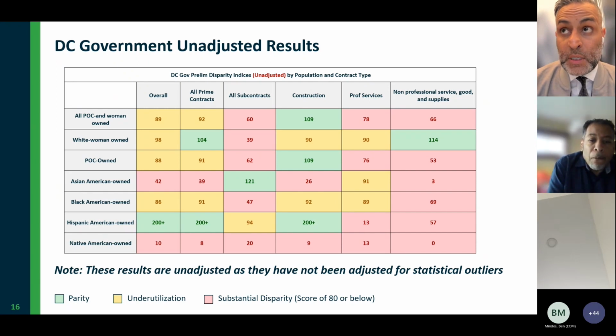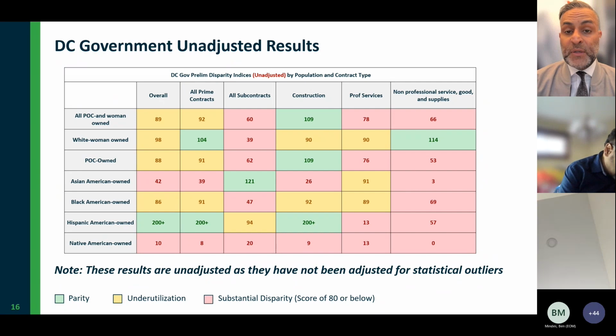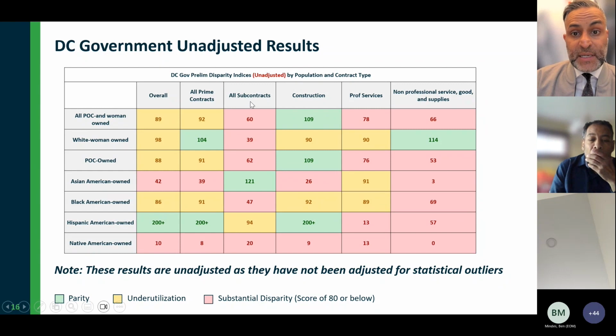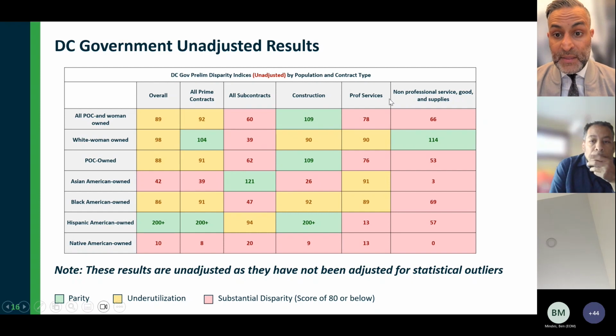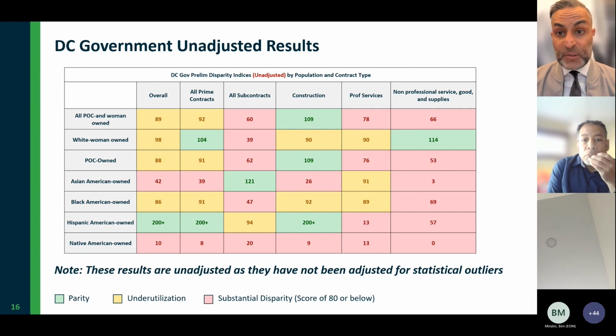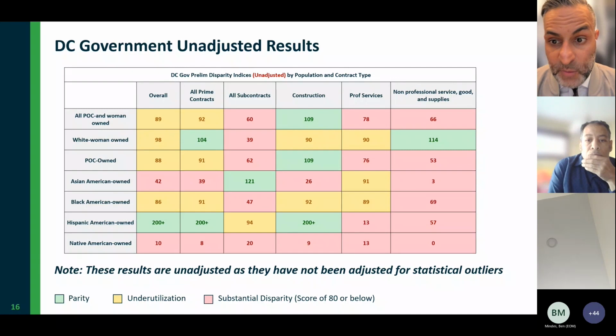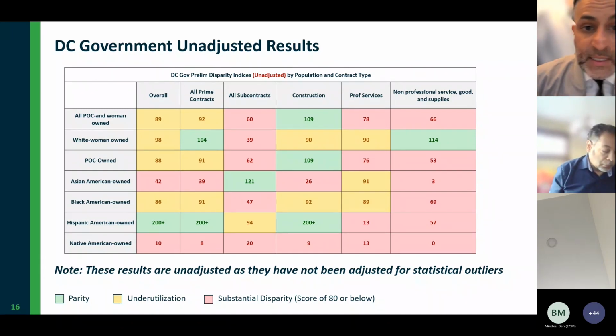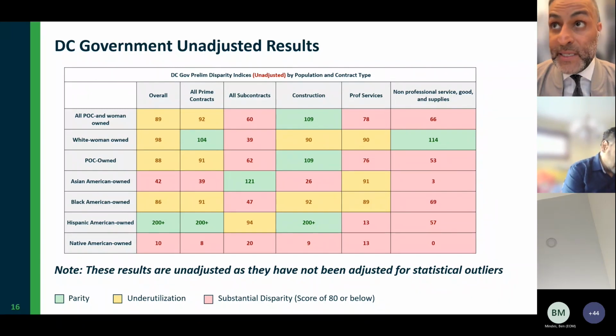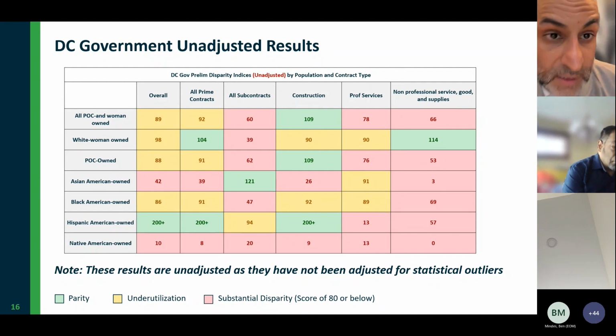We calculated disparity indices for far more contract sets than just what's shown here, but these are the primary ones. So disparity indices overall for prime contracts versus subcontracts, for construction, professional services, and non-professional services. And it's important to note that these are basically raw analyses. They haven't been adjusted in any way. They include disparity indices when we include all the data unadjusted as part of our analysis.